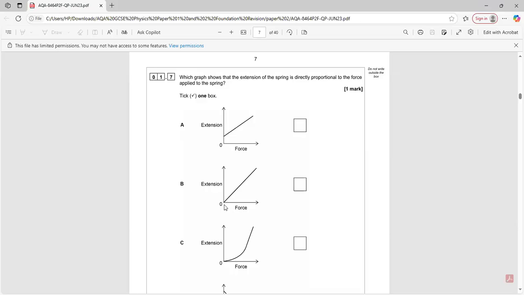Okay. Now, let me say something about what A suggests. A is suggesting that even when there is no weight on the spring, it already has an extension. Do you think that's a good behavior for a spring?